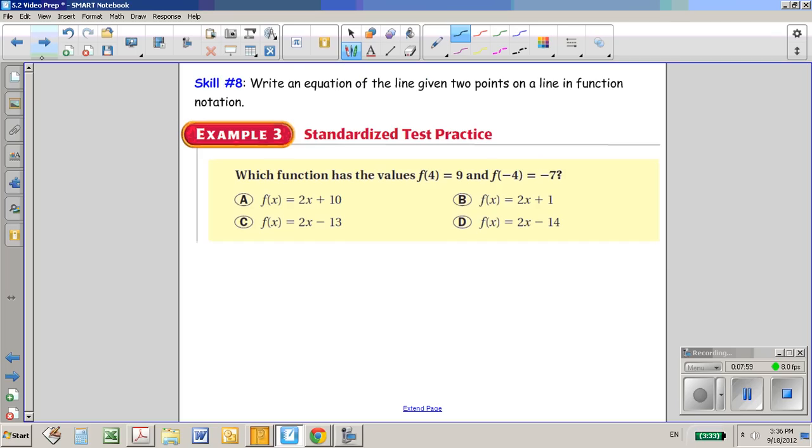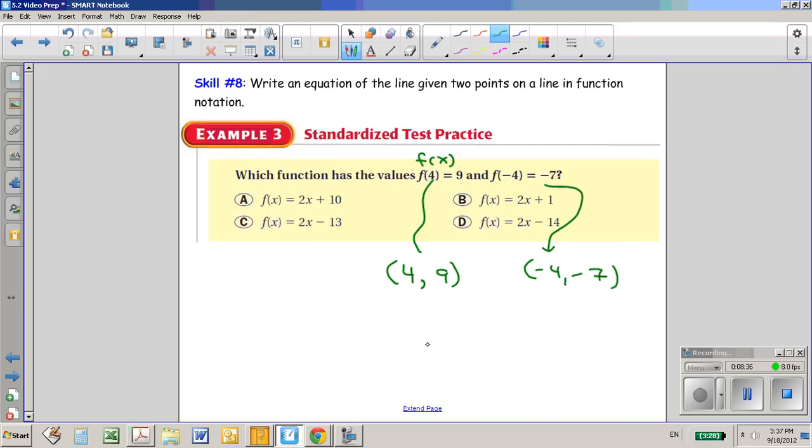Okay, so this is our last skill that we're going to cover in this video, and it's skill number 8. Write an equation of the line given 2 points on a line in function notation. So the difference here, so as you could see, they're getting harder and harder, is the function notation. So remember that it's f of x, so that number in the middle, or inside the parenthesis, is always the x. So your point is 4, 9, and this point here, that would correspond to this, is negative 4, negative 7.